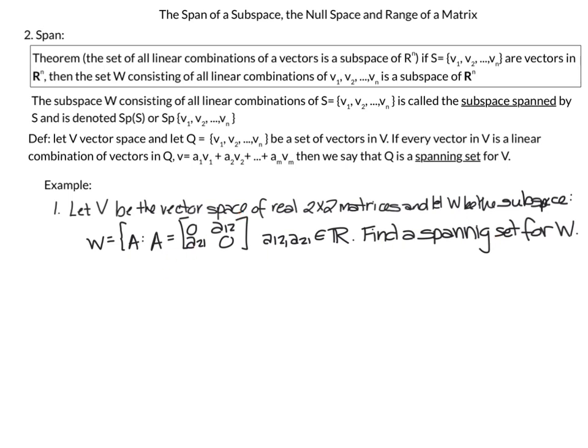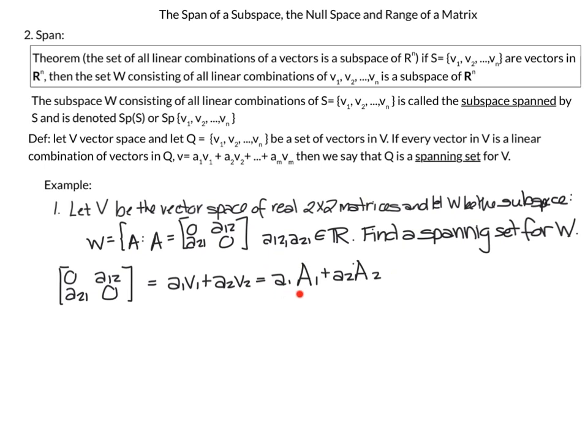Find a spanning set for W. By definition, a spanning set, and I happen to know there's two, but it could go from V1 to Vn, is a number of vectors such that when you multiply by scalars, you get this matrix. And it just so happens that our vectors here are actually 2 by 2 matrices, because V is a vector space of 2 by 2 matrices.